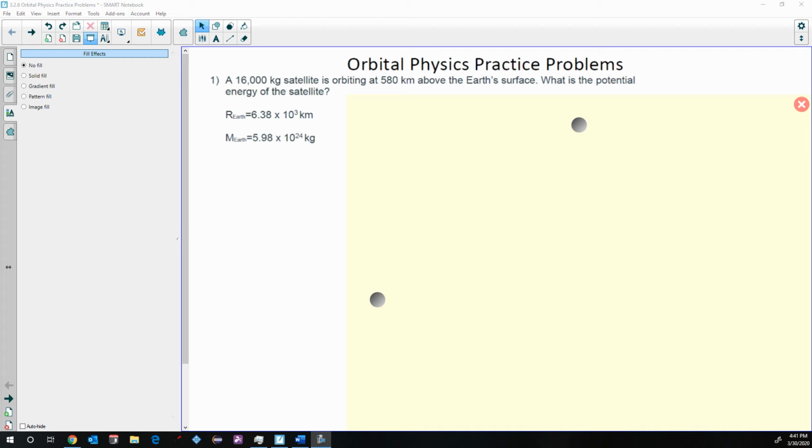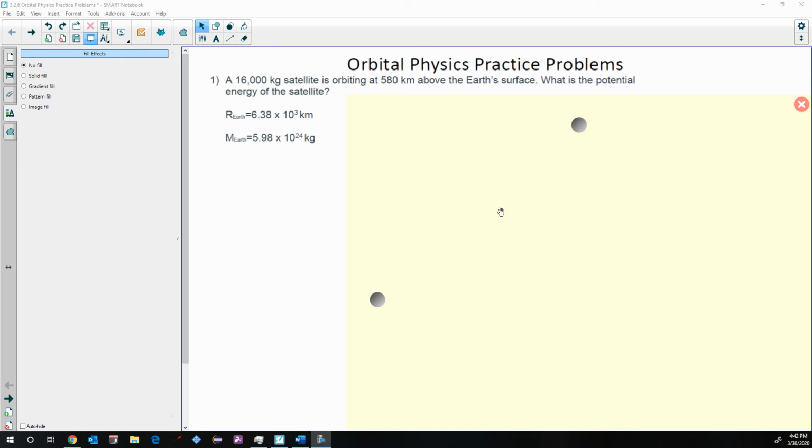All right, so let's take a look at the first one right here. It says a 16,000 kilogram satellite is orbiting at 580 kilometers above the Earth's surface. What is the potential energy of the satellite? They give us the radius of the Earth at 6.38 times 10 to the third kilometers, and the mass of the Earth at 5.98 times 10 to the 24th kilograms.